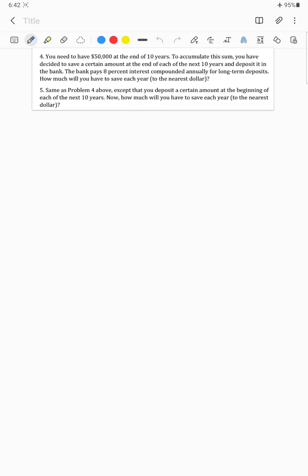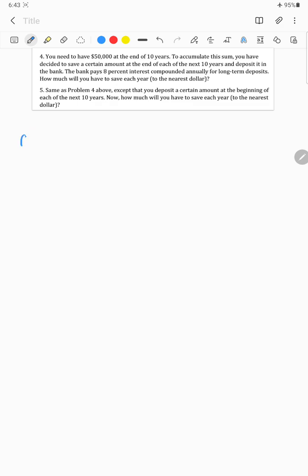Today we are looking at another question of financial management whereby we'll be calculating periodic receipts in future value in both ordinary annuity and annuity due. So the question we have, that you can see on the screen, I will just quickly read it. You need to have $50,000 at the end of 10 years. To accumulate this sum, you have decided to save a certain amount at the end of each of the next 10 years and deposit it in the bank. The bank pays 8% interest compounded annually for the long-term deposits. How much will you have to save each year to the nearest dollar?